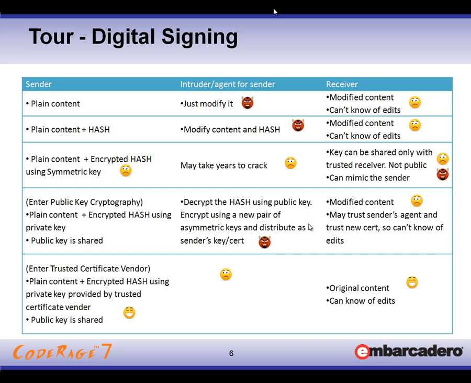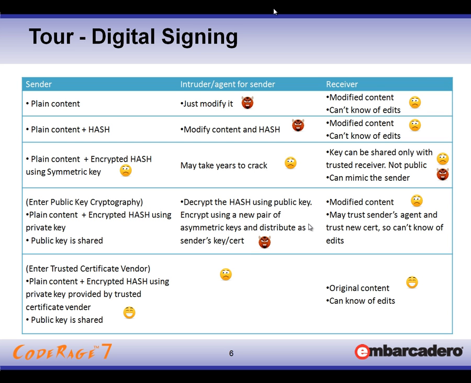Now that can easily be reverse engineered, so the sender or the intruder can actually modify the content and the hash and send it across. Again, the same problems for the receiver. Then you could use some more technology, so you could actually encrypt the hash using a password.